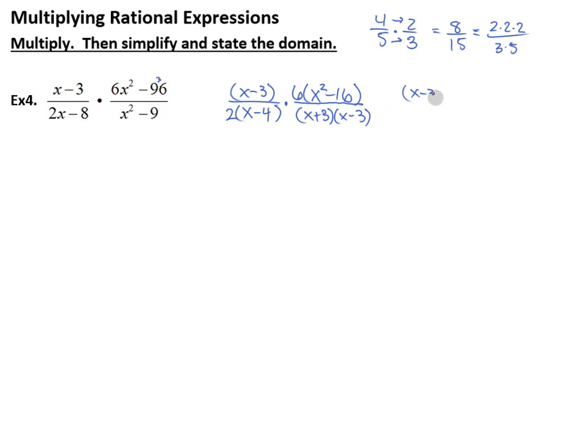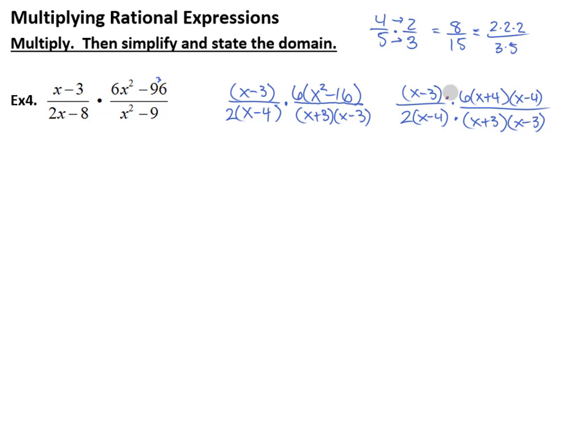So this is the first fraction, not changing anything here, I'm just going to rewrite it. And then factoring out that x squared minus 16, that would be x plus 4 times x minus 4. And at the bottom, x plus 3, x minus 3. So now everything is as factored as possible.